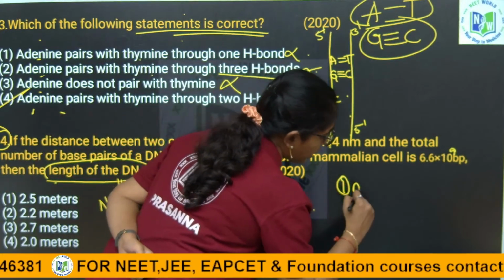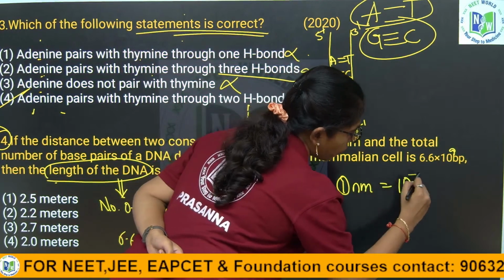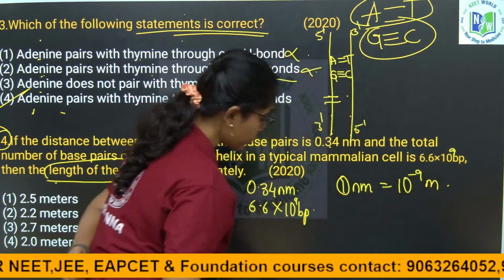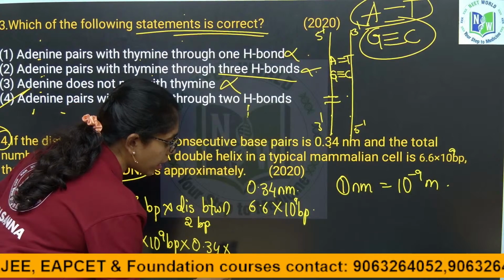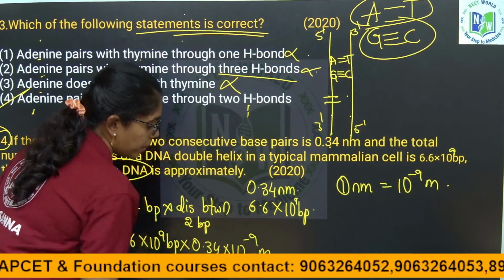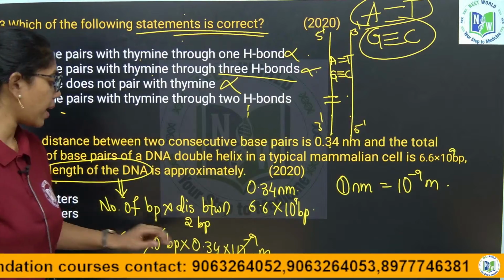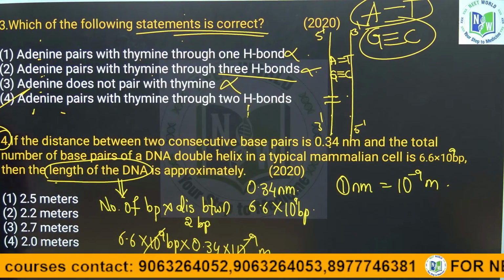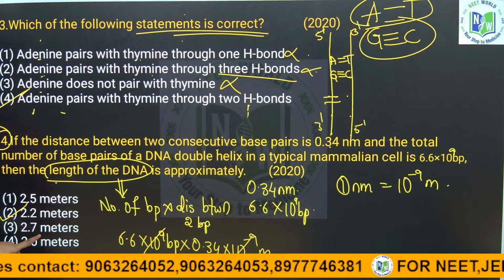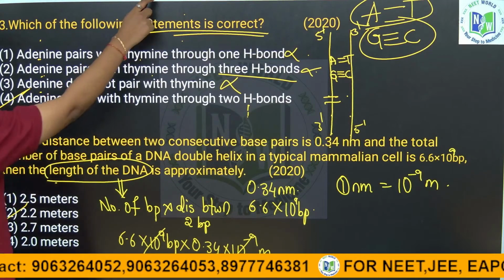1 nanometer is equal to 10 to the power of minus 9 meters, right? So, here 0.34 into 10 to the power of minus 9 meters, and the 10 to the power of 9 and minus 9 get cancelled. If you multiply this, the answer will be 2.2 meters. What will be the answer? 2.2 meters of DNA.